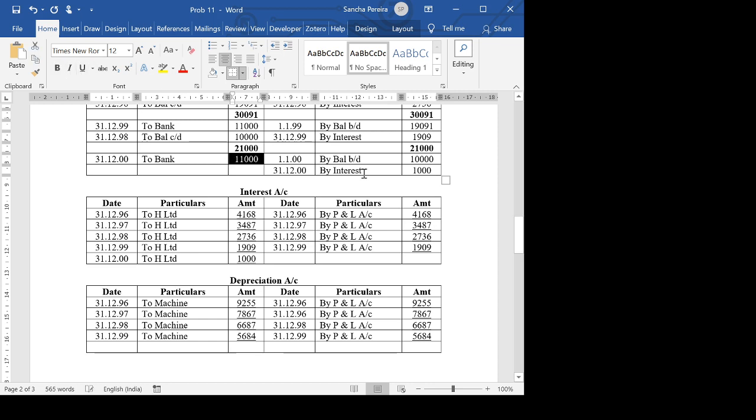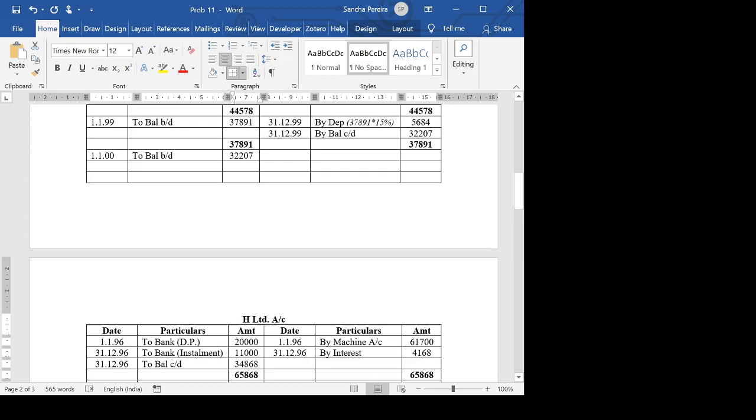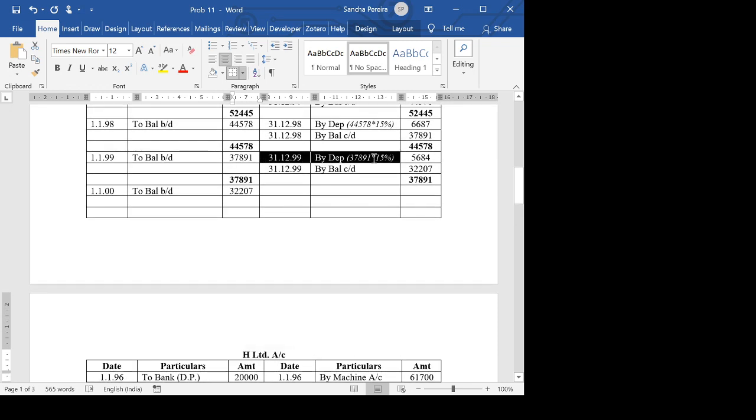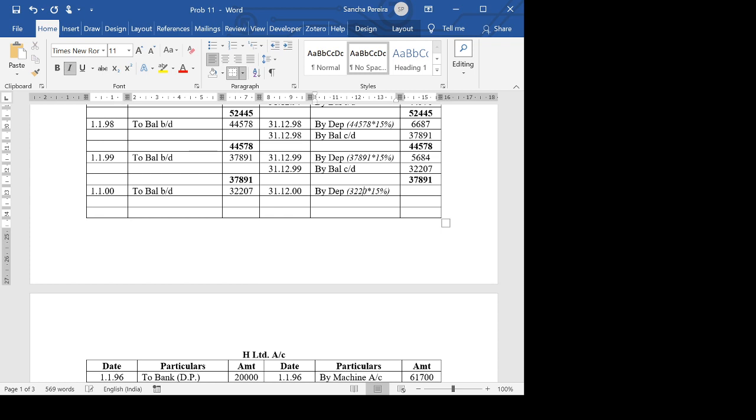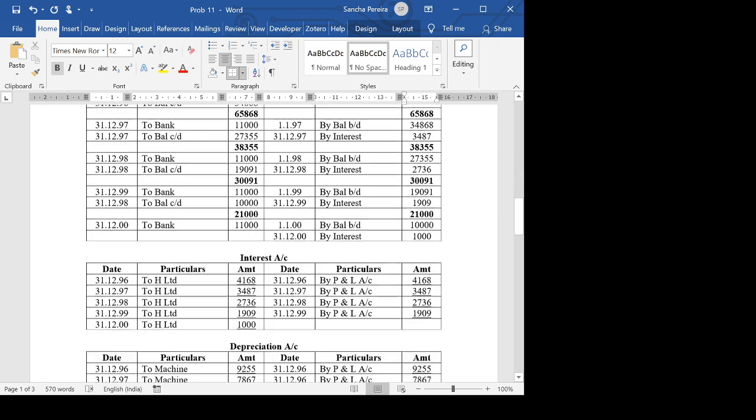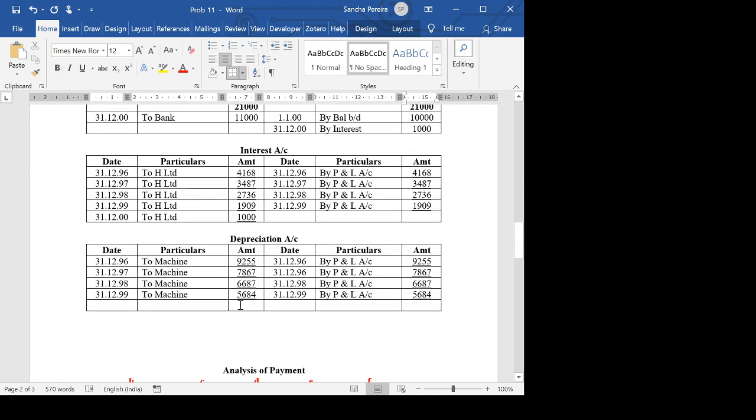You see your hire vendor's account is already balanced. After paying the installment, show the depreciation. By depreciation on 32207, the last depreciation amount is 4831. So show it in the depreciation account, 4831.